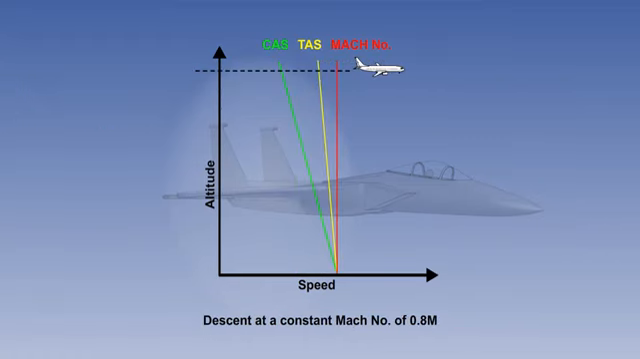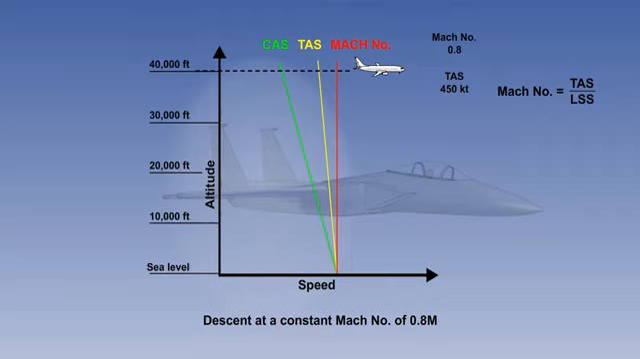Let's now see what happens if we descend in the standard ISA atmosphere at a constant Mach number. In the descent, the temperature will be increasing, and so the LSS will be increasing. Remember, the Mach number is the ratio of the TAS to the local speed of sound. Therefore, if the Mach number is to remain constant, the TAS must increase. The air density is also increasing in the descent, therefore the CAS must increase. Pressure change has a greater effect on air density than temperature change, therefore the CAS will increase at a greater rate than the TAS.